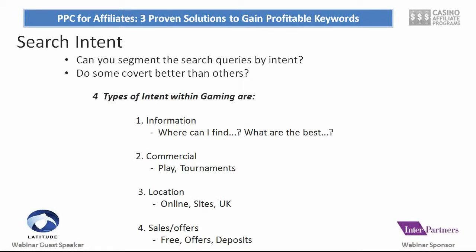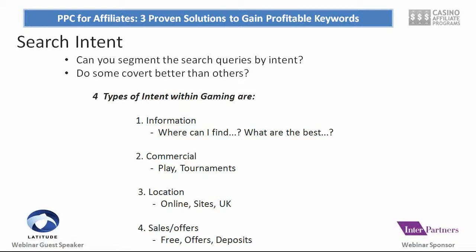The final thing to have a think about, when trying to make a decision on the search queries and therefore keywords in your account that work best for you, is the intent behind the keyword and behind the search query. Do some convert better for you than others? There are 4 types of intent within gaming. For instance, one is information, so people looking for where they can find certain websites or places where they can play the games or bet, or perhaps even what are the best ones.